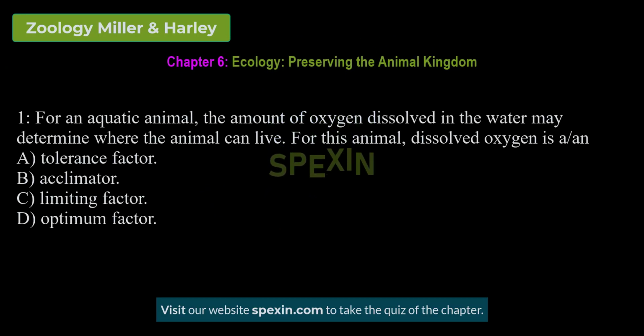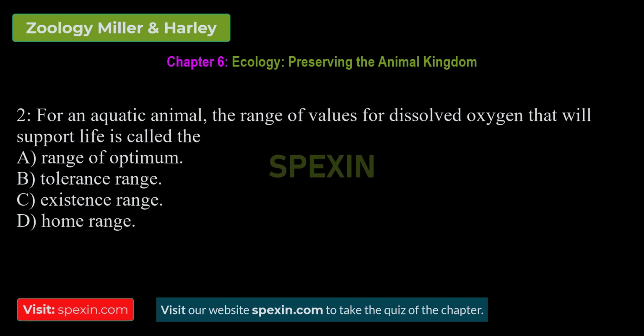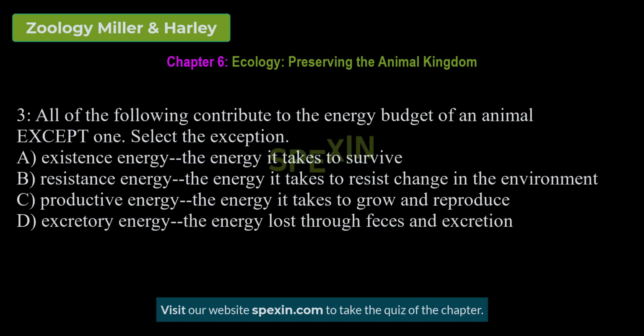Let's start. For an aquatic animal, the amount of oxygen dissolved in the water may determine where the animal can live. For this animal, dissolved oxygen is a tolerance factor, acclimator, limiting factor, optimum factor. Correct answer: limiting factor. For an aquatic animal, the range of values for dissolved oxygen that will support life is called the range of optimum, tolerance range, existence range, home range. Correct answer: tolerance range.